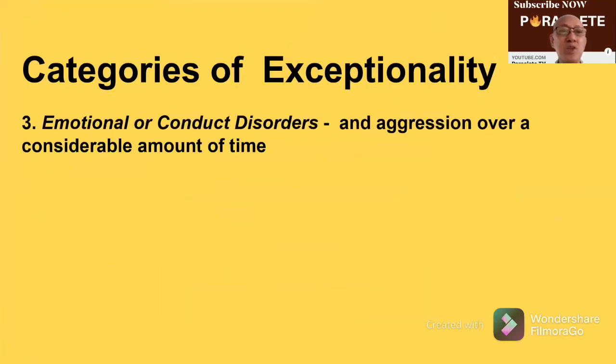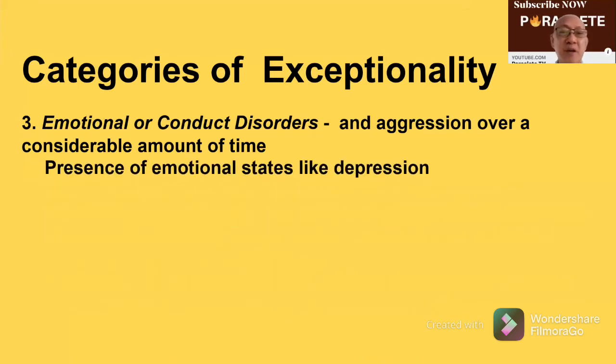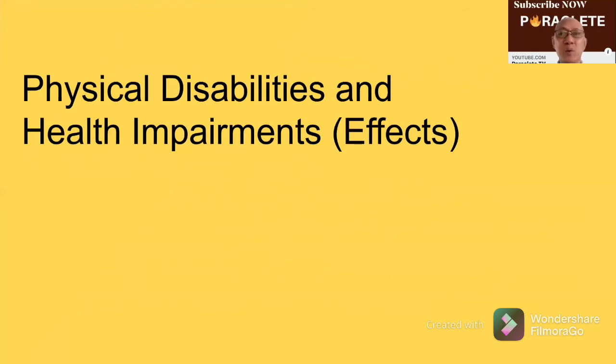Next, we have emotional or conduct disorders. These emotional or conduct disorders involve aggression over a considerable amount of time, meaning these are the students who could not control their emotions, who display negative behavior for a longer time. Then under this, we have the following signs. One, there is the presence of emotional states like depression.